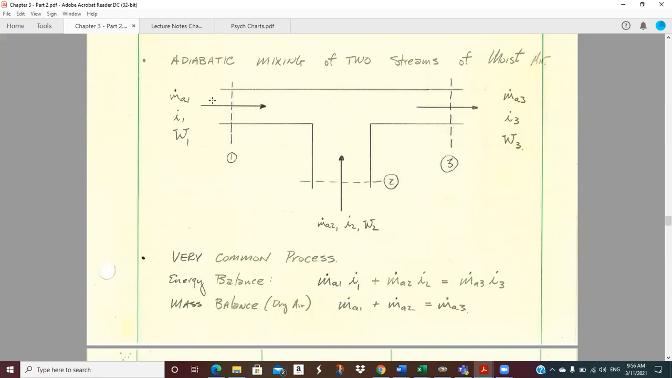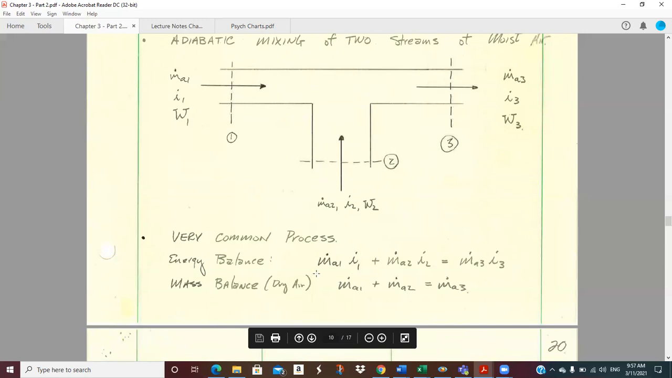Okay, so for each one of these, now I've got a mass flow rate of dry air at one. It has a particular enthalpy and humidity ratio. I've got a mass flow rate of air at two, probably different. It has a different enthalpy and a different humidity ratio. And then these guys mix together, and I have a mass flow rate at three, which is just the sum of the mass flow rates at one and two, as you would assume. And it has an enthalpy and a humidity ratio that results from this mixing process. So straightforward on the energy balance and the mass balance on dry air.